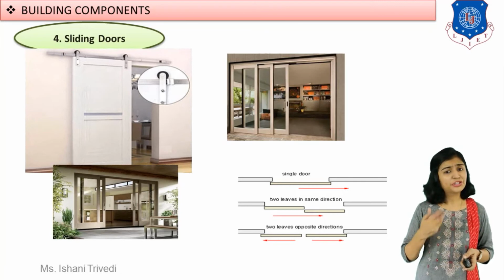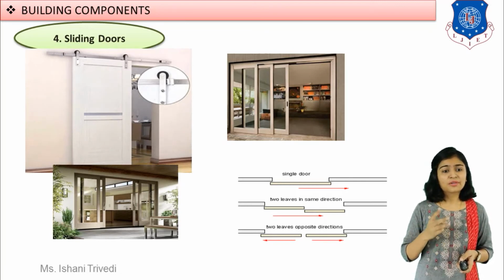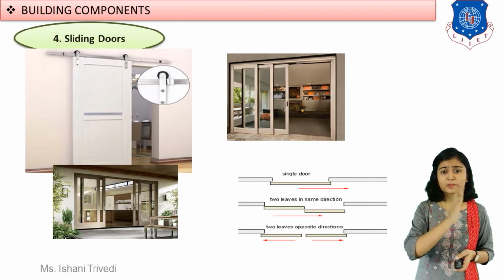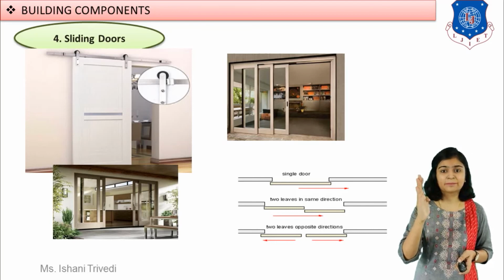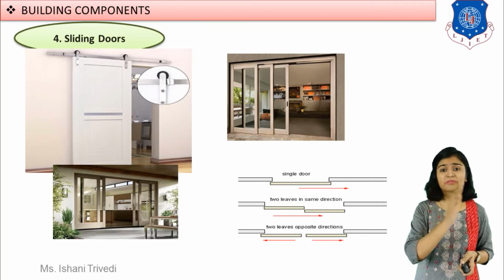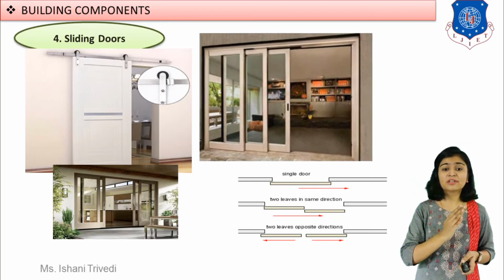Now see, I am showing you three different types of images over here for the sliding doors. Look at the first, which is enlarged here. First, sliding door in which the sliding takes place from only one side. You can see at the top bearings are provided, roller is provided, and with the help of that mechanism you can slide the door in one direction.